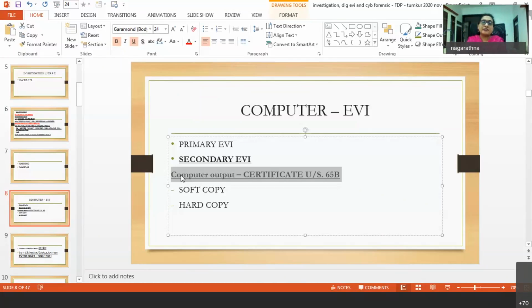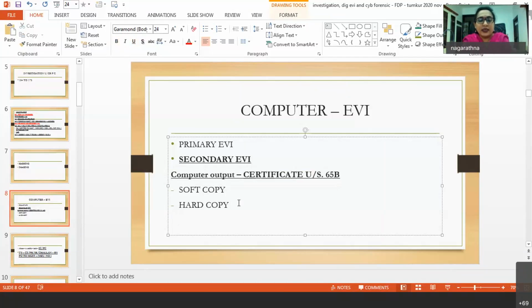Now, can you go and get that 65B certificate? Yes, you can, provided you're able to go and catch that officer who had given it to you. What if that officer is not working anymore, or he's transferred, or he's retired? It is very difficult to get this certificate, especially if you've got it from private companies like Airtel, Reliance and all. People keep changing their jobs, right? So even getting hold of him is very, very difficult. Now, you may ask, why is this even a problem? You could have taken it at the time of collecting the soft copy or hard copy itself, right?